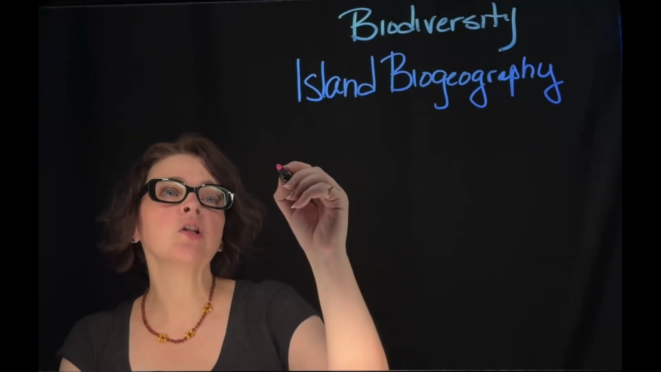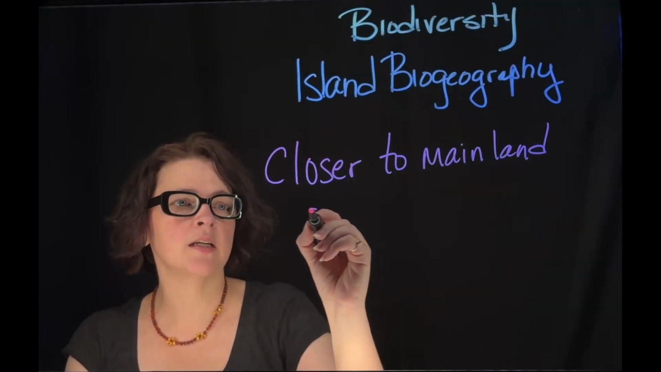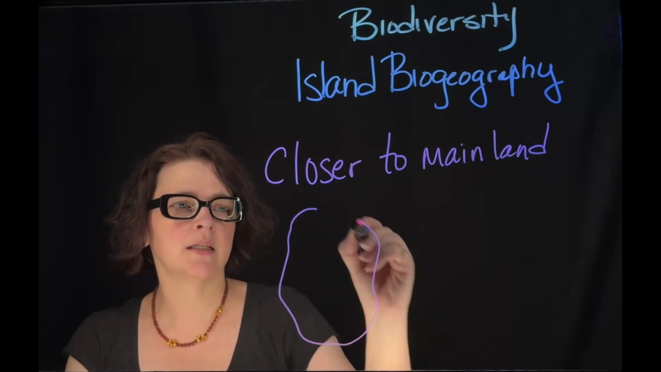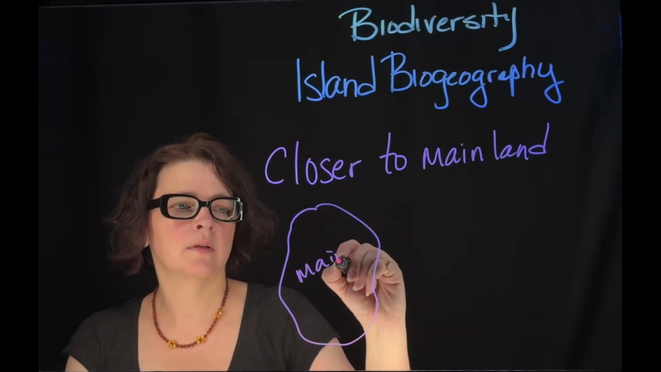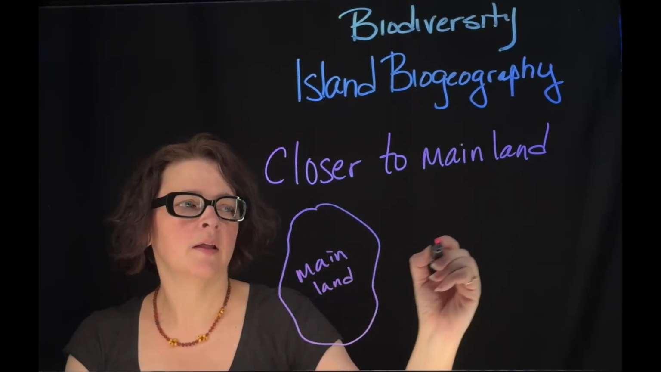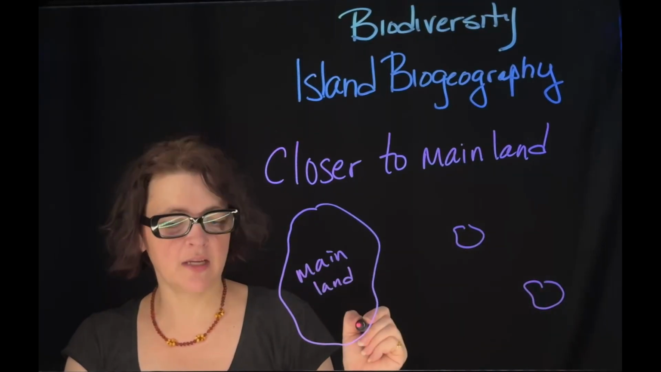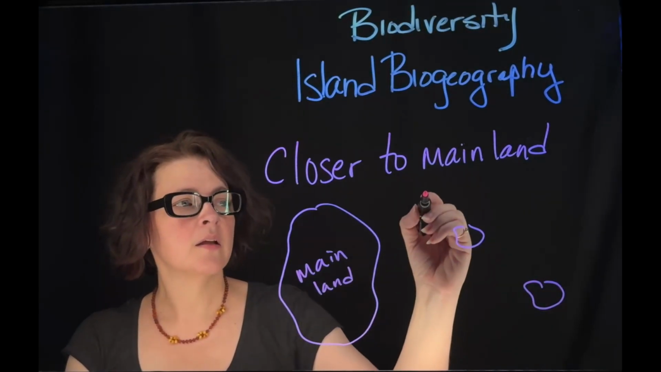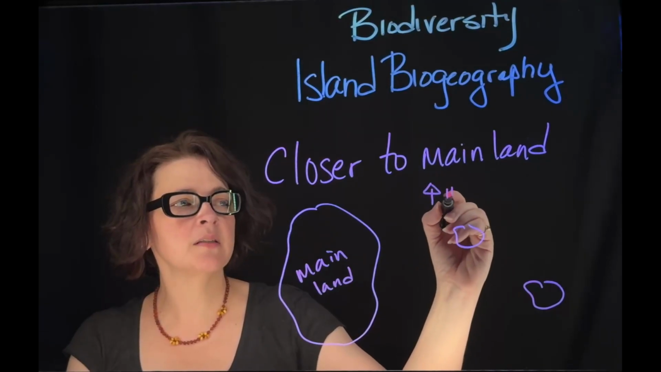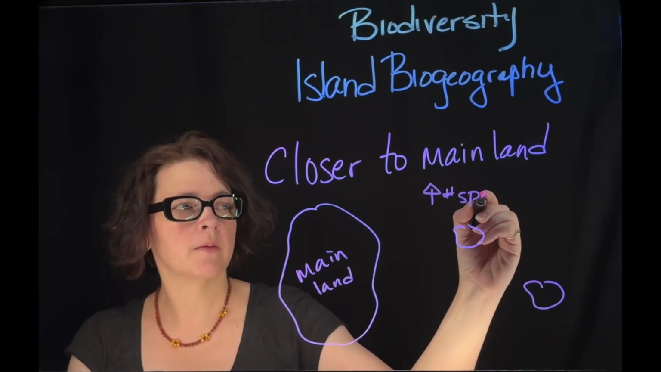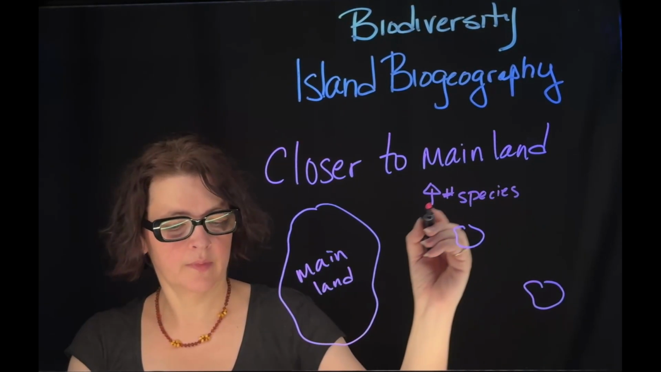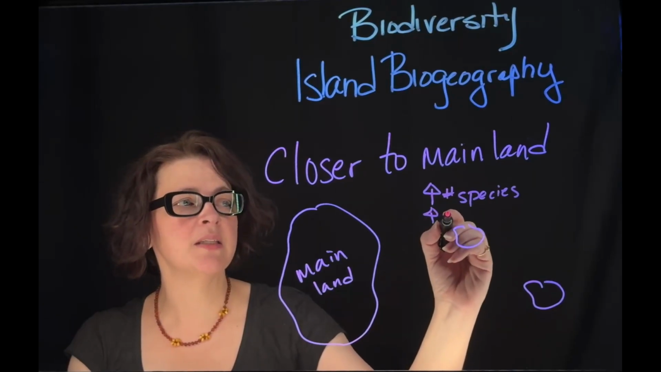Islands closer to the mainland, so if this is our mainland here, and we have islands, the closer the island, the greater number of species, and the greater the species richness.